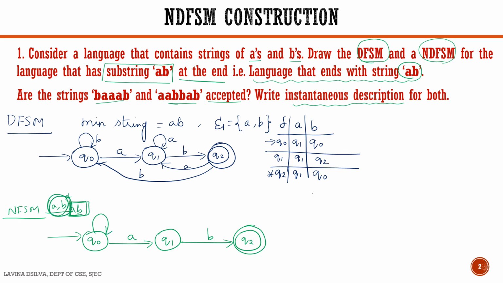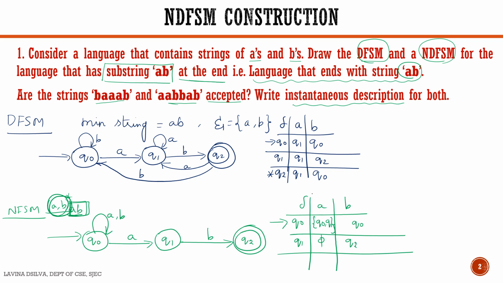On Q0 state, we have any number of A's and B's. Therefore, transitions are given as A and B. On Q0 state, which is our start state, when we see an A, you can go to Q1 state or you can remain in Q0 state. And when you see a B, you remain in Q0 state. Then in Q1 state, we don't have any transition defined for A, whereas when you see a B, you go to Q2 state. And Q2 state is our final state, but we do not have any transitions defined. Therefore, we write phi. So this is the NFSM for a language that ends with string AB.